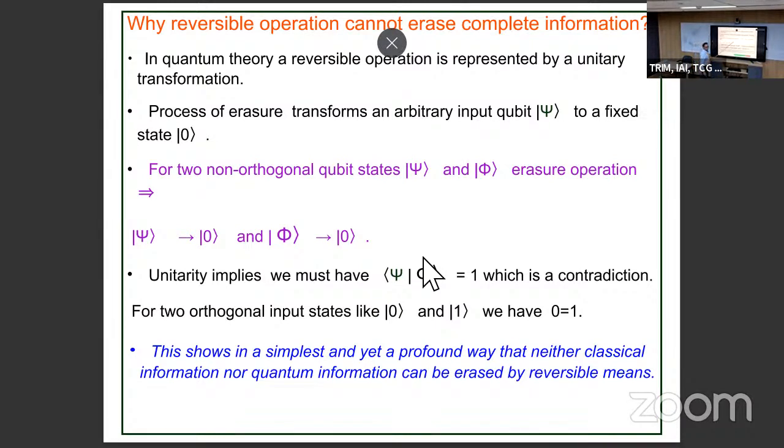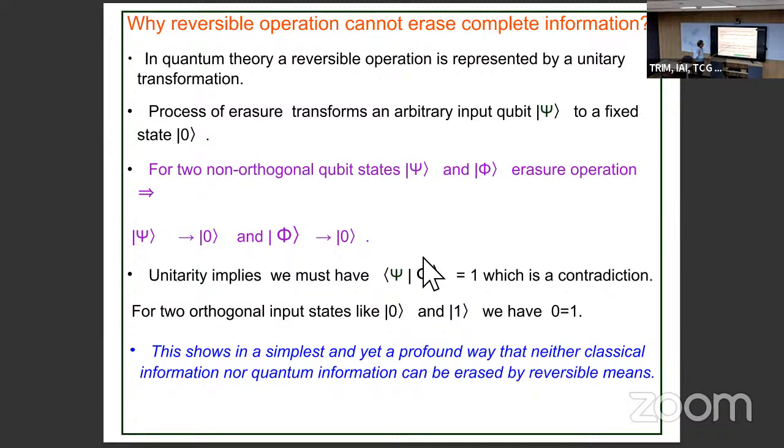Now take two non-orthogonal states like psi and phi. Okay, you take psi and phi, that means the same erasure operation should take psi to zero and phi to zero. If you are able to do this by a reversible operation, that means by some unitary transformation, then I take this side, multiply, and I multiply this side. Unitary evolution must preserve the inner product, that means the inner product of psi and phi should be equal to the inner product of 0 and 0, which is essentially 1. But that is a contradiction. You can never be able to do this.